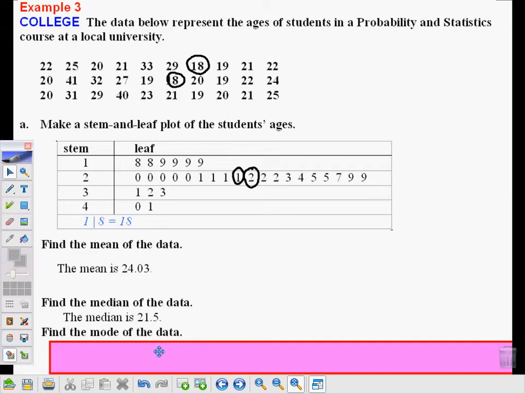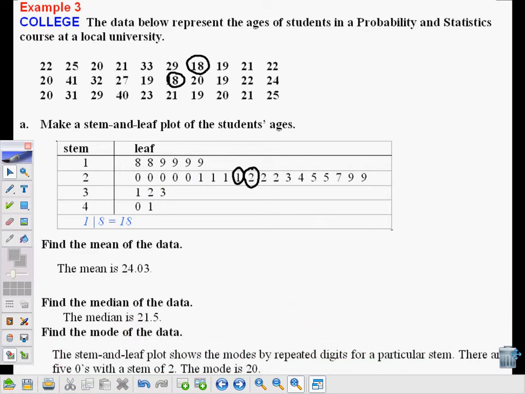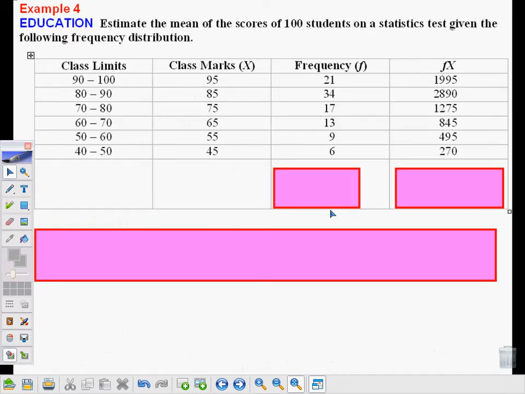Find the mode of the data. All right, well, which one happens the most? Just glancing at this, we can see this whole big string of zeros in the 20s row, so right away we can tell the mode is 20. That happens more than anything else. A nice feature of the stem and leaf plot. Okay, let's look at another one.